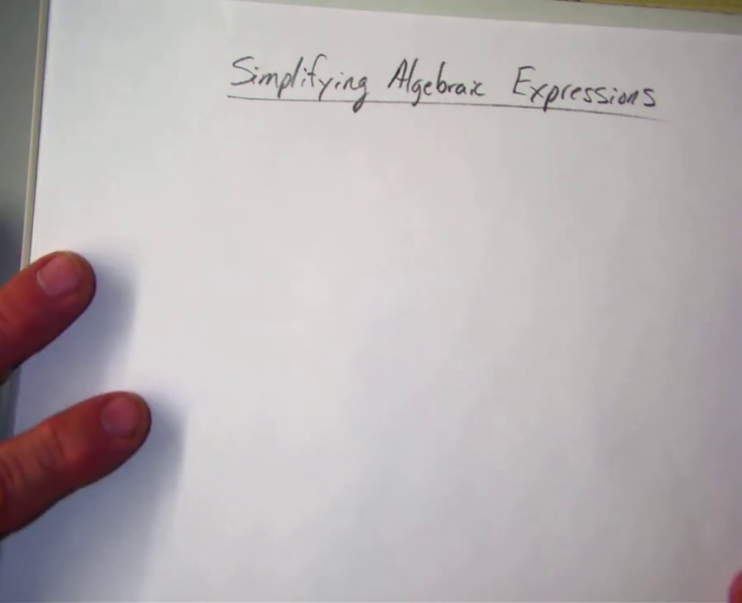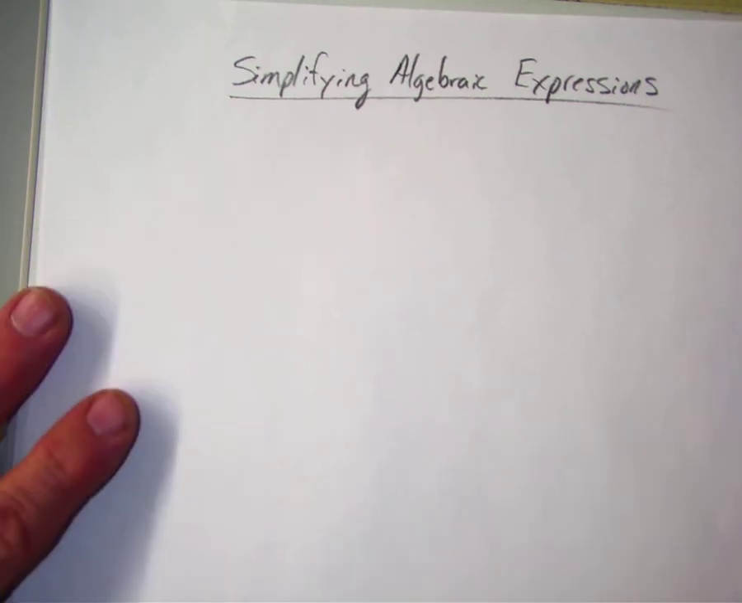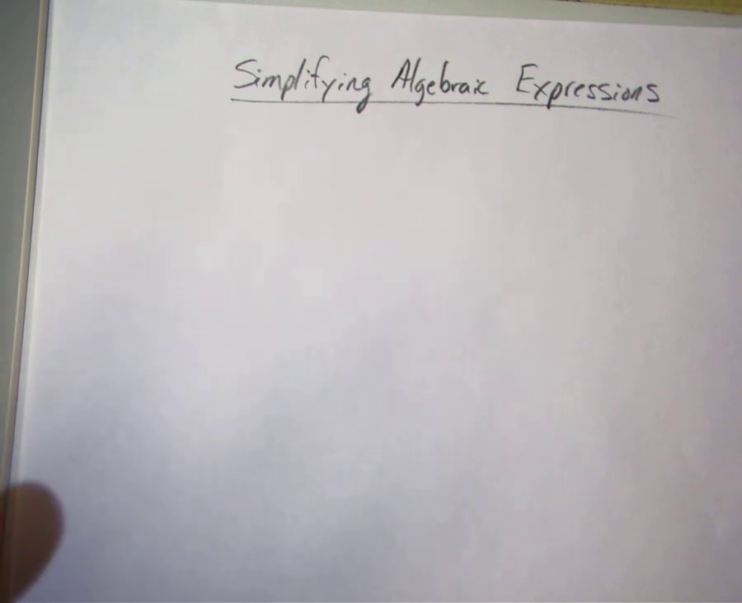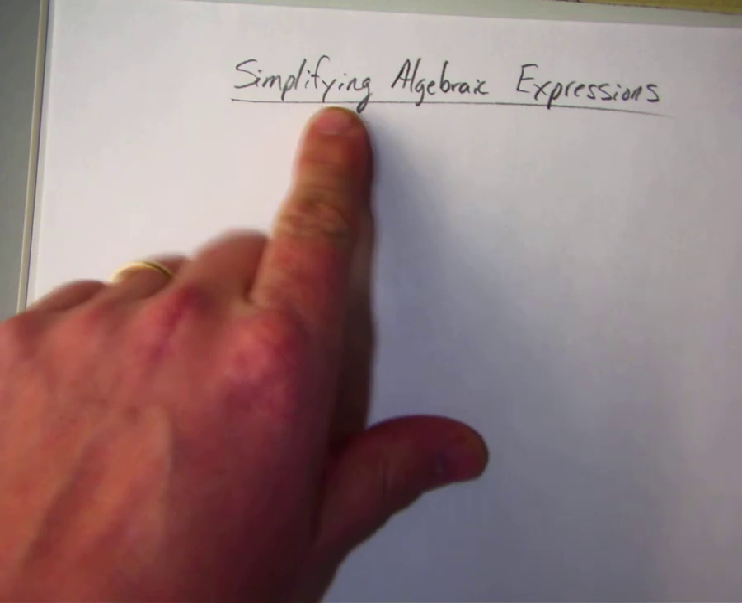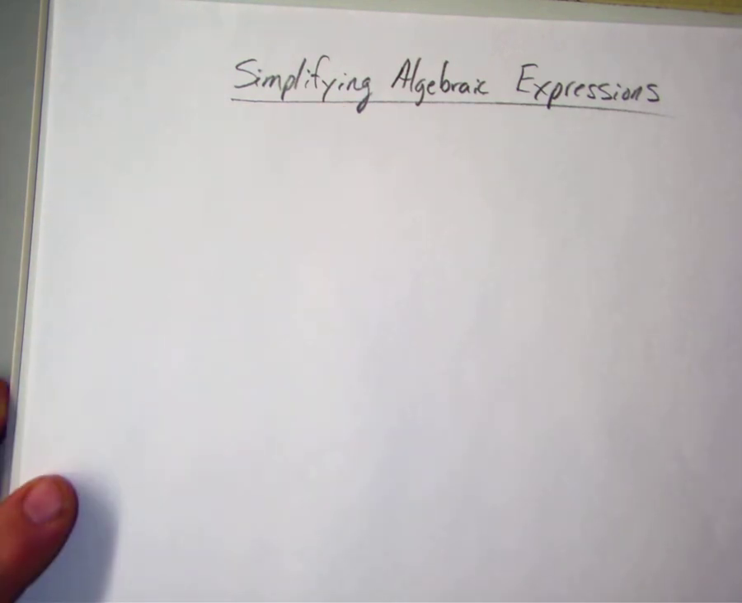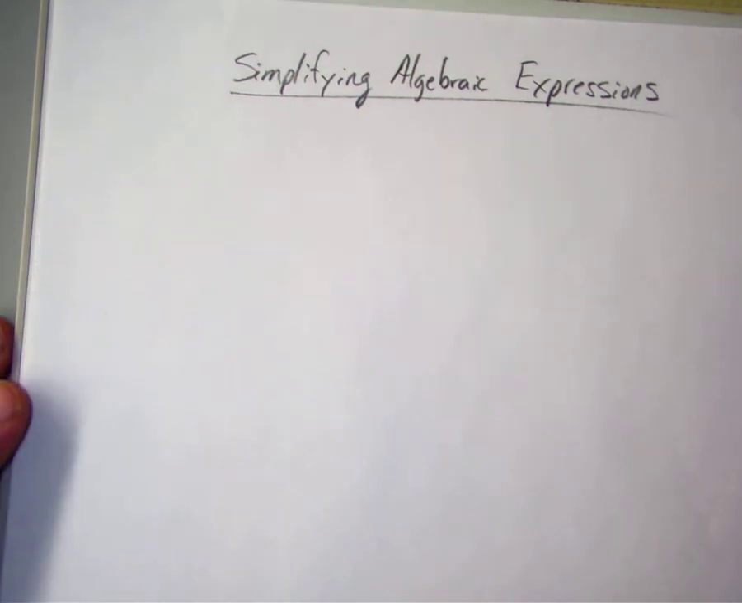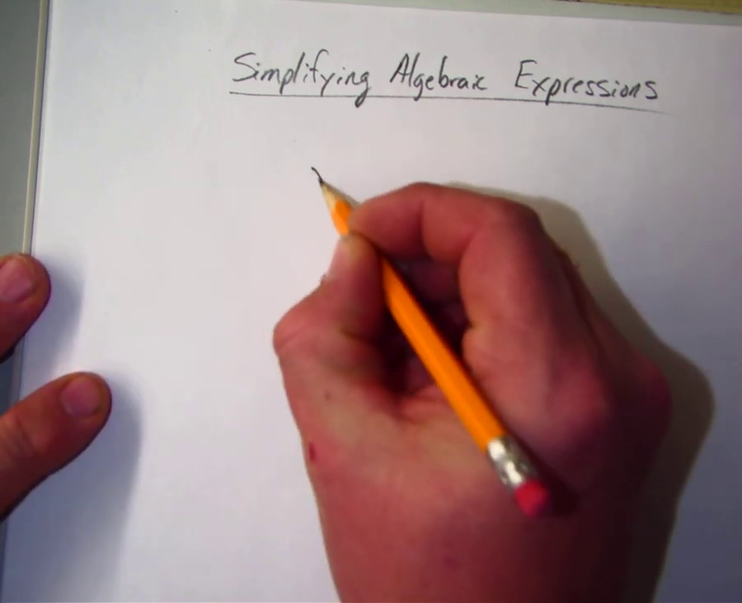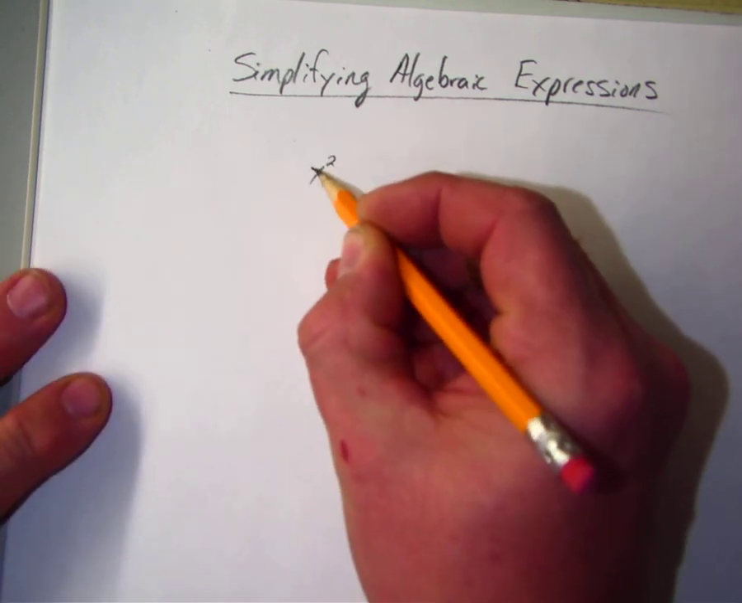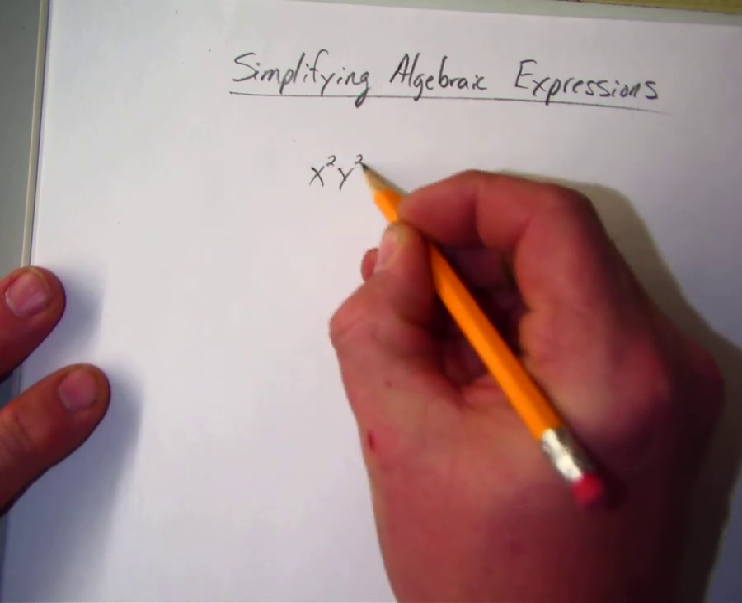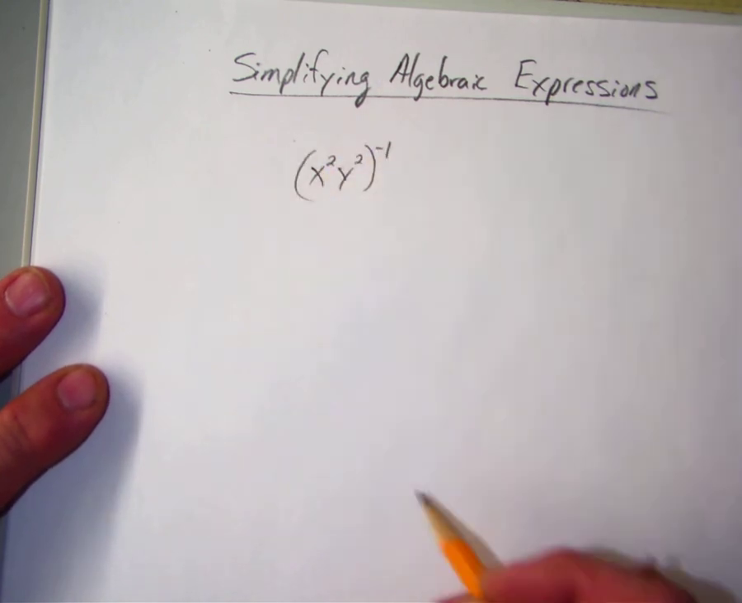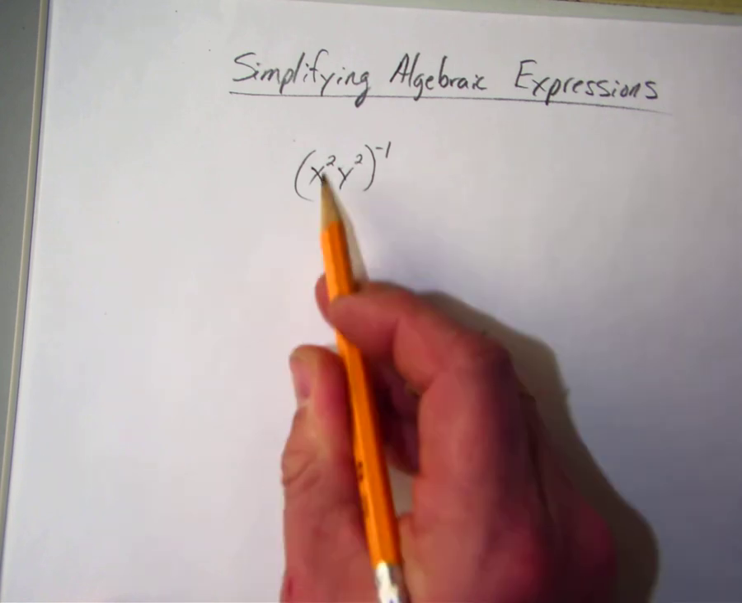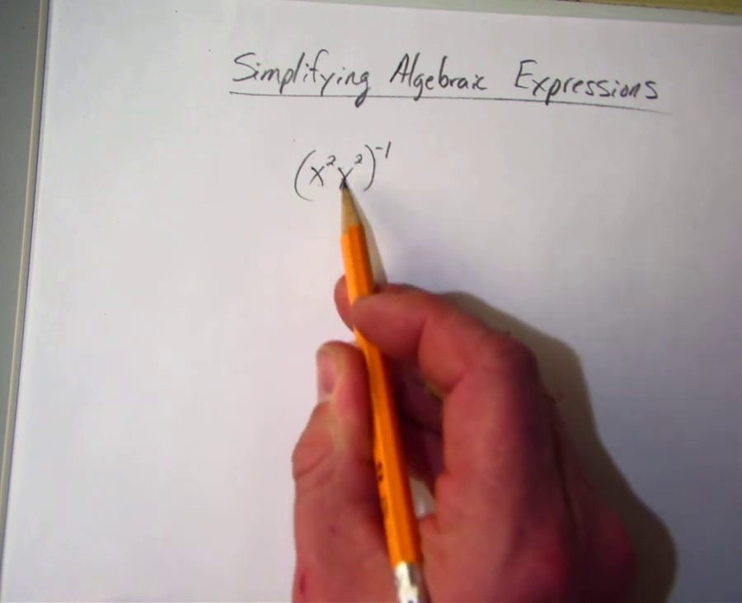Alright, in this video we're going to be simplifying algebraic expressions. It's just like if we were evaluating numerical expressions, but this time we call it simplifying algebraic because we will be working with variables. So let's start with this one. X squared times y squared, the whole thing to the negative 1. I cannot add these because the bases are not the same.